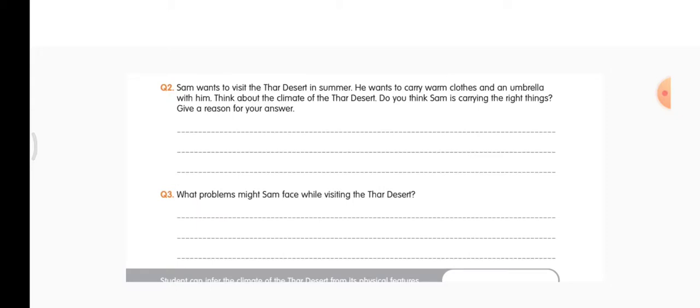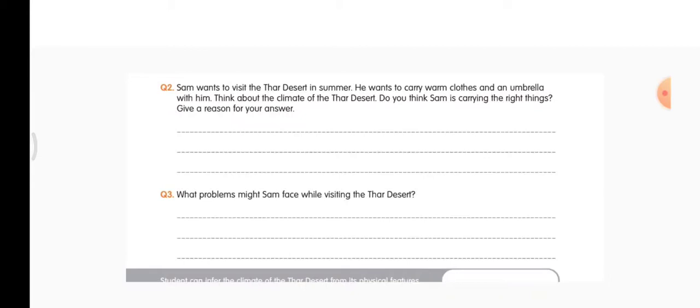Question 2. Sam wants to visit the Thar Desert in summer. He wants to carry warm clothes and an umbrella with him. Think about the climate of the Thar Desert. Do you think Sam is carrying the right things? Give a reason for your answer. So Sam is packing warm clothes and an umbrella. Are they the right things to carry?